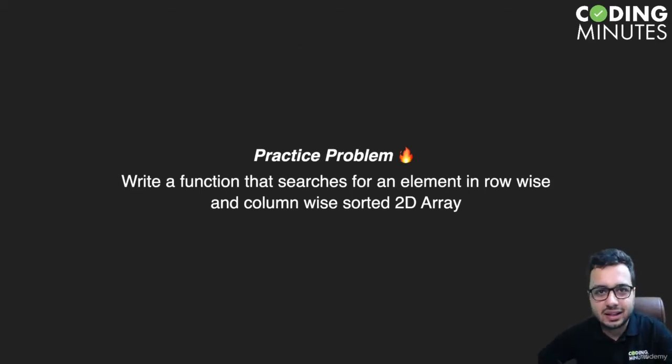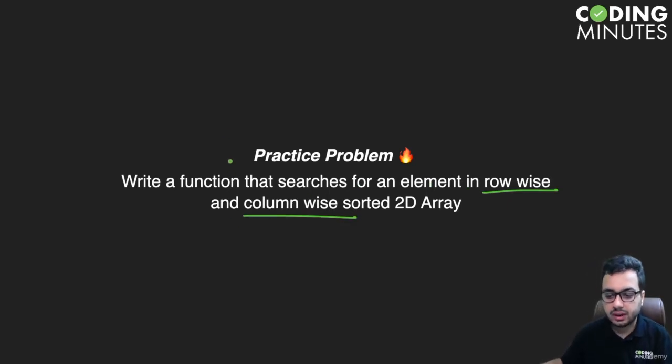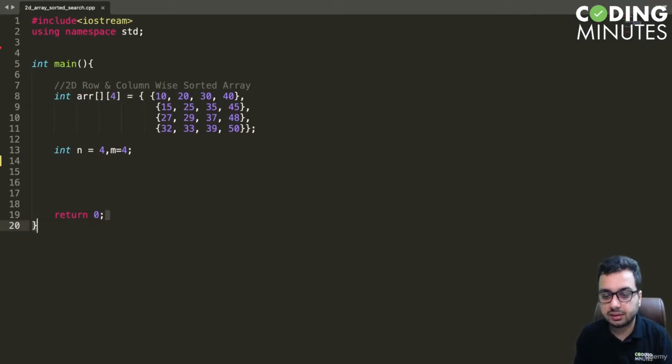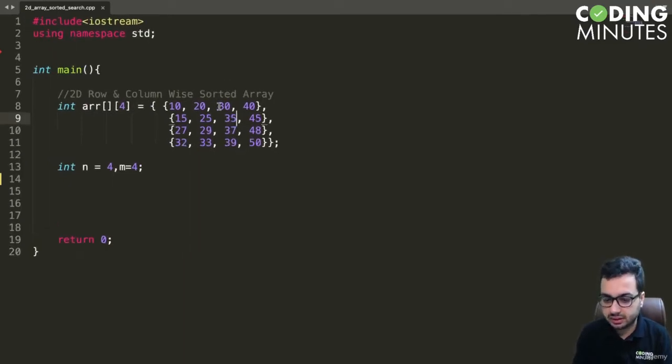Hi everyone, in this lecture we are going to discuss a problem in which we are given a 2D array, and this 2D array is sorted along the rows and it is also sorted along the columns, and what we want is to search for an element that is given. So basically we want to do some kind of searching on this 2D matrix.